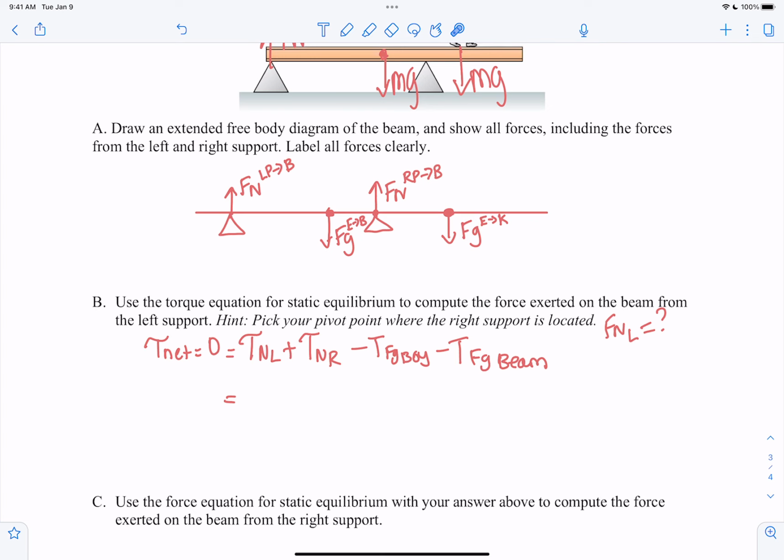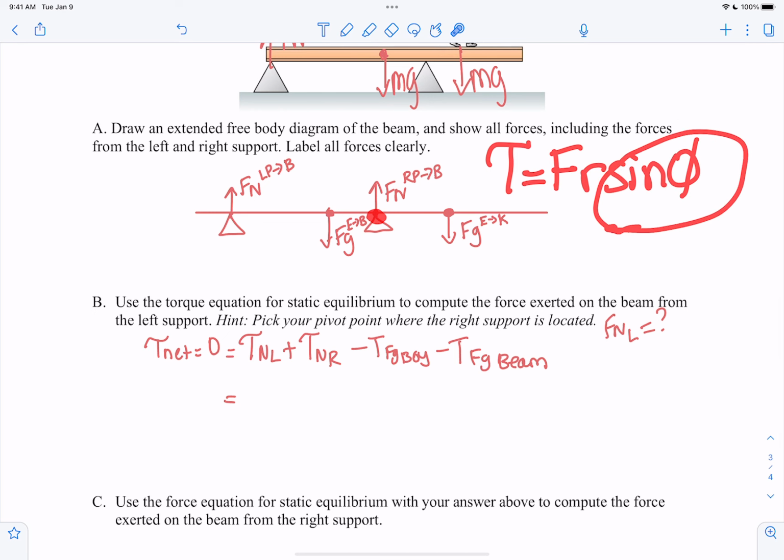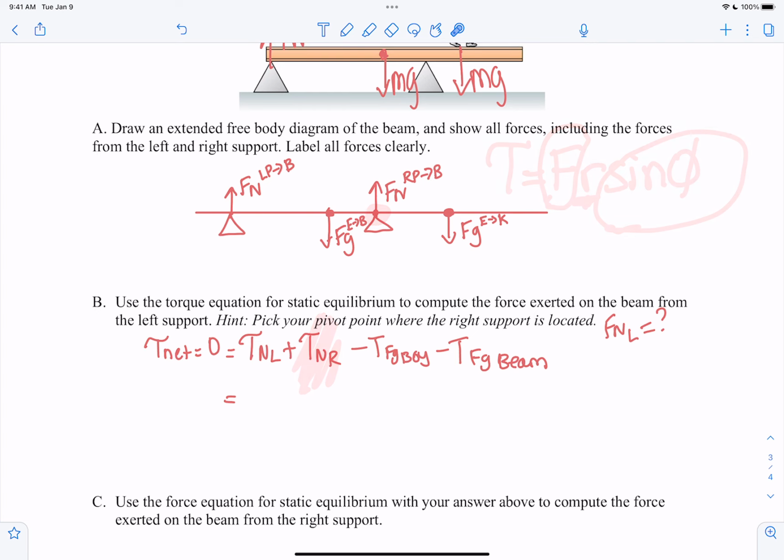The reason why is because if that's your pivot, torque is equal to the force times r times sine phi, and regardless of what the sine is, and regardless of how strong the force is, r is 0 at the pivot. If I literally tried to open the door and I'm only pushing on the hinge, the pivot, that door is not going to move. So if I choose the right support as my pivot, I can eliminate this extra variable that I don't know. I can eliminate the fact that I don't know this other force right here, and therefore can't figure out the torque for it.